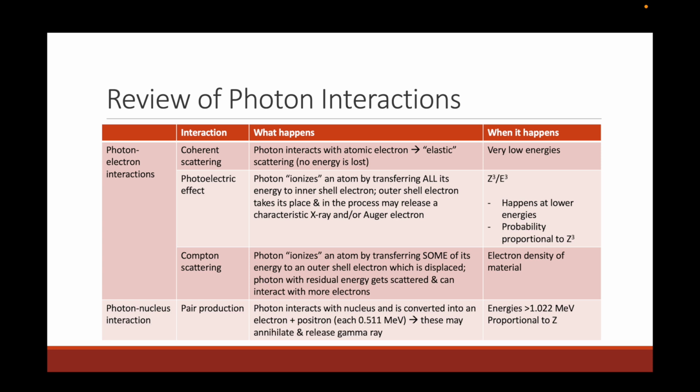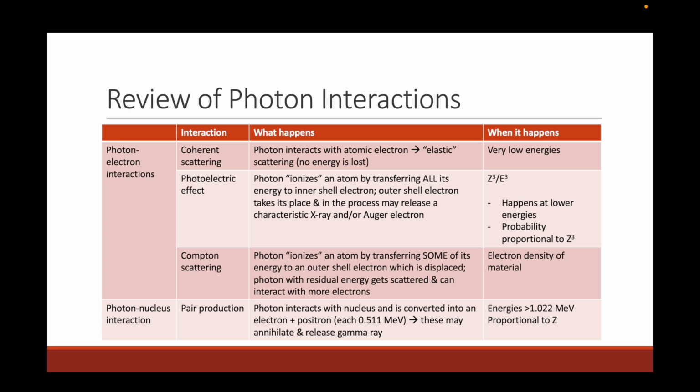The probability of these interactions happening depends on 2 things. So number 1, the energy of the beam itself, and number 2, the properties of the tissue with which the photon is interacting. So any of these 4 interactions could theoretically take place at any given energy with any given material. However, the probability is going to be very, very different, and we are really interested in the probability of certain interactions happening.